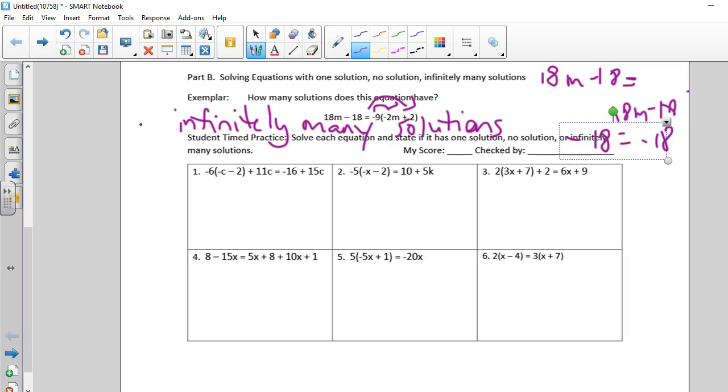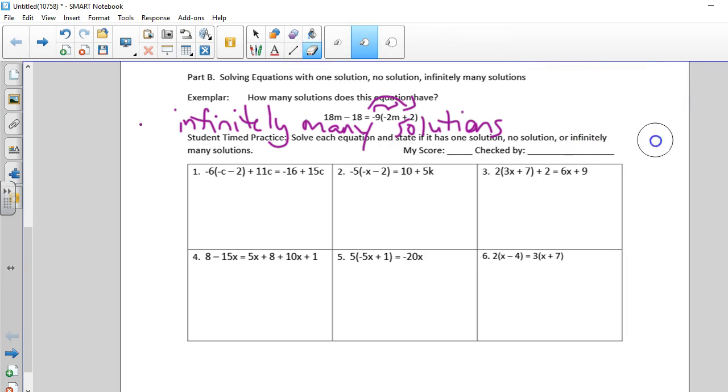Of course, if I'd gotten two numbers that were not the same, that would have told me that there were no solutions to this equation. And if I had gotten an x that had not eliminated, then of course I would have known that that was one solution. That's the regular ones we always do. So we want to use those strategies to help us solve these problems.